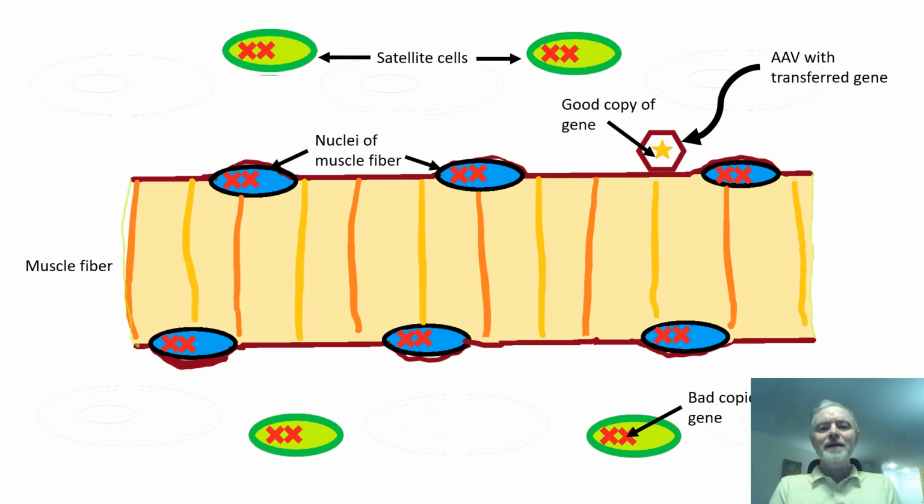Okay, so to give an illustration of that, we have up in the upper right-hand corner an AAV, which carries a good copy of the gene, which we'll denote by a gold star, and then the nuclei of the muscle fiber, as well as the satellite cells, have only bad copies.